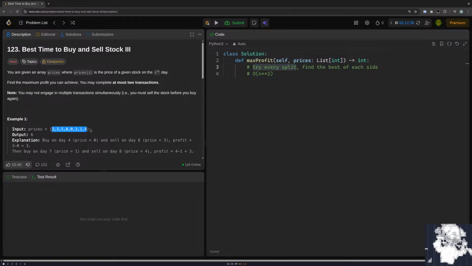Okay, I'm going back to thinking if there's a way to do this kind of like solution 1, but by remembering 2 things instead of remembering 1 thing. So it's something like you remember the best transaction number 1 you could have done, and you remember the best transaction number 2 you could have done.